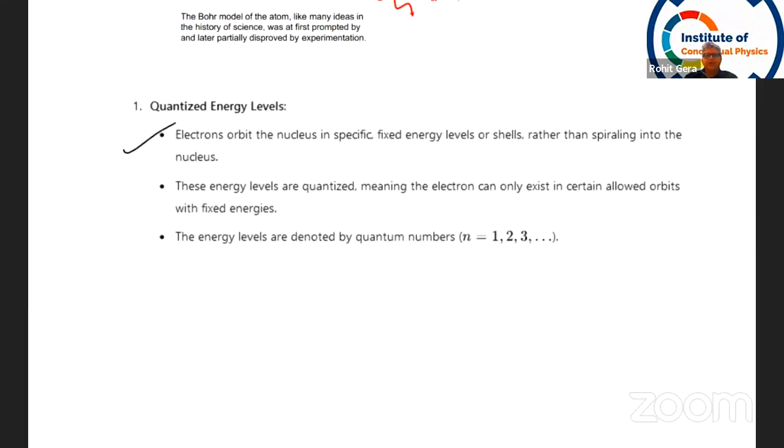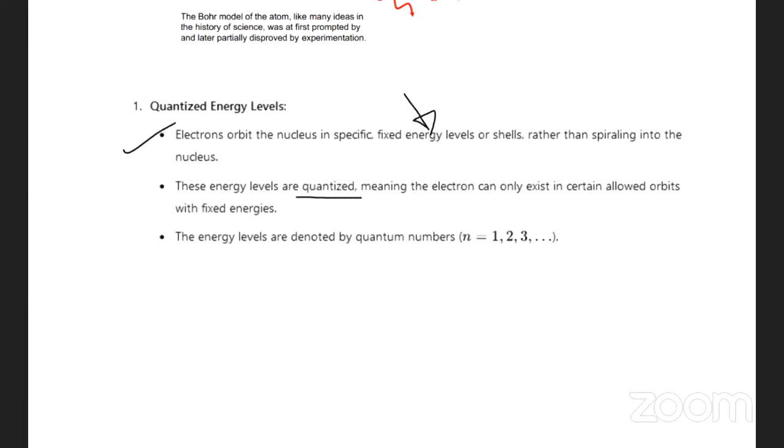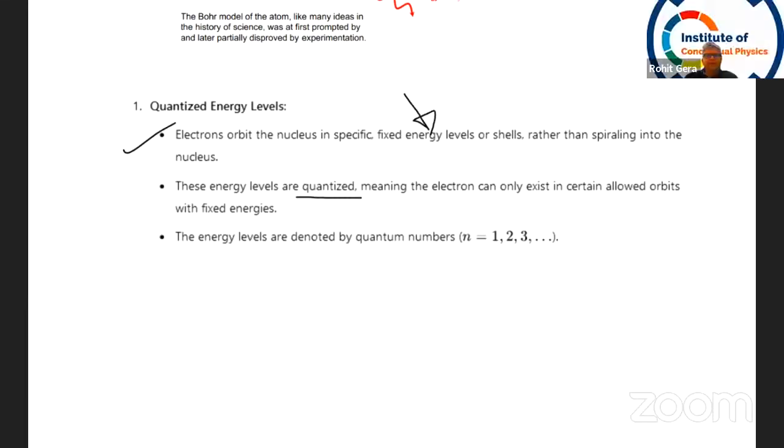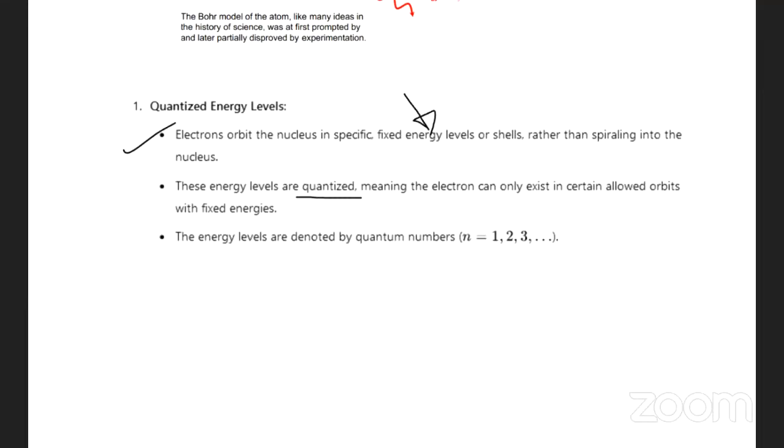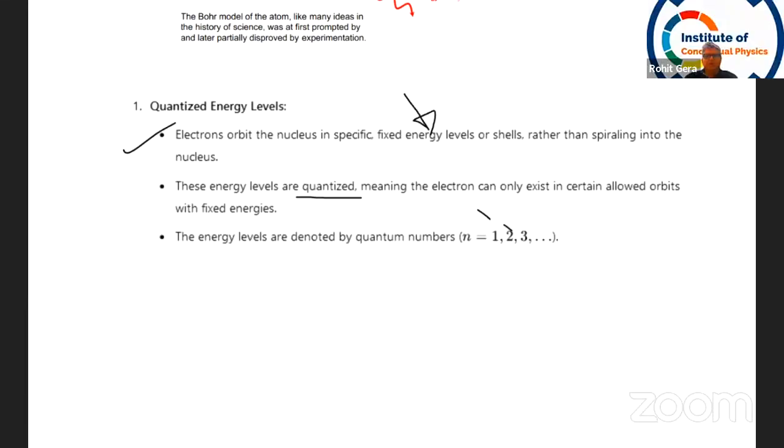Second point. So these energy levels where it moves, the fixed energy levels, are quantized, which means they are multiples of some number. And the energy levels are denoted by 1, 2, 3. So this is one. We'll come to the formulas also, right?